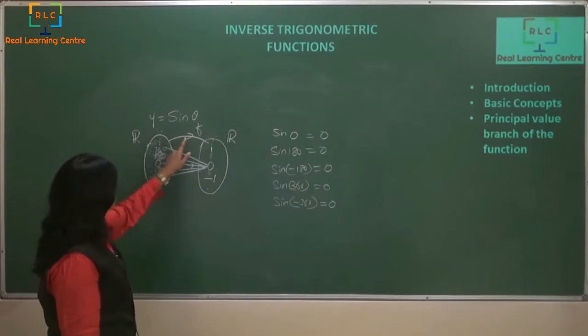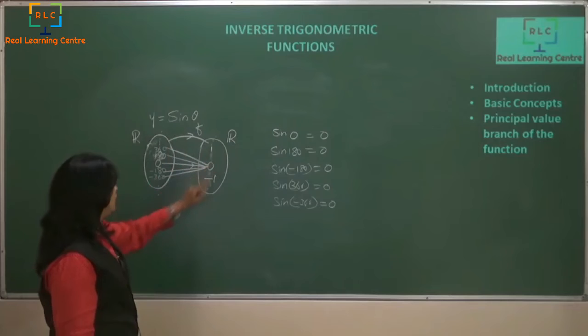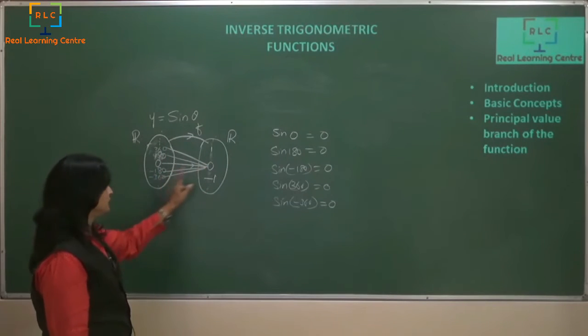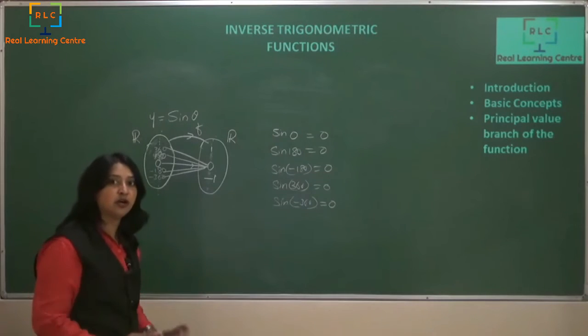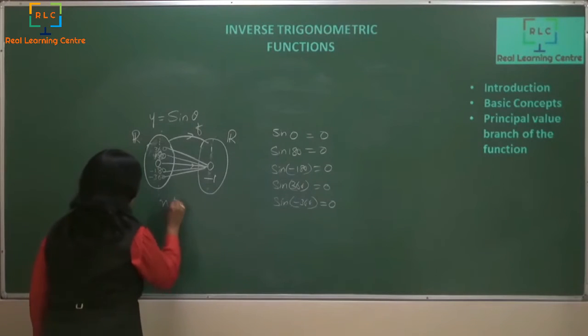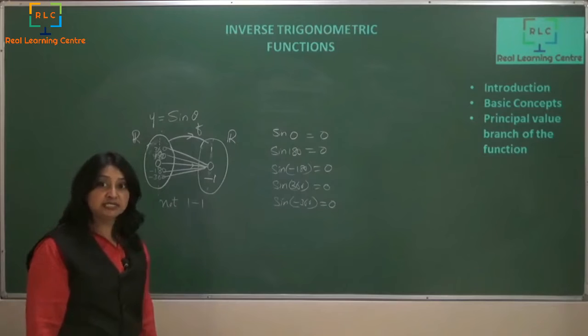y is equal to sin theta, f from R to R. You see that sin 0 is 0, sin 180 is also 0, sin 360 is also 0, sin minus 360 is also 0. This is not a one-one function at all. It is not one-one. Okay, is it onto?